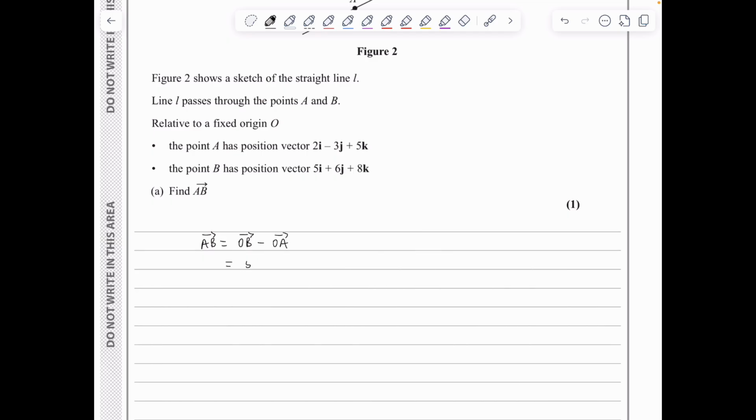So we're looking at 5I plus 6J plus 8K minus the position vector of A, which was 2I minus 3J plus 5K. Now 5 minus 2 is 3, so the answer is 3I. Then we've got 6J minus the negative 3J, so plus 9J. And then we've got 8 minus the 5K, so 8 minus 5 is 3, so plus 3K. So AB is 3I plus 9J plus 3K.